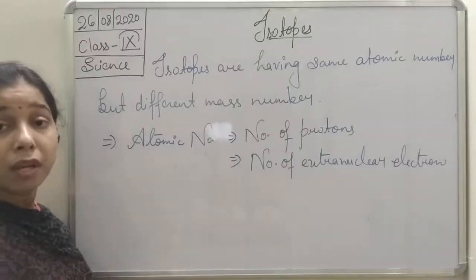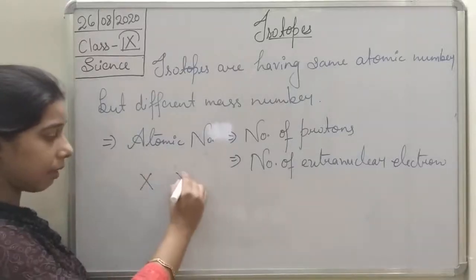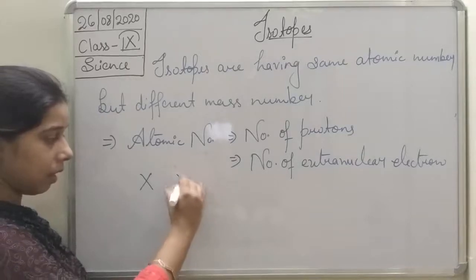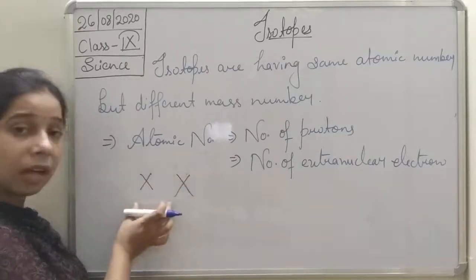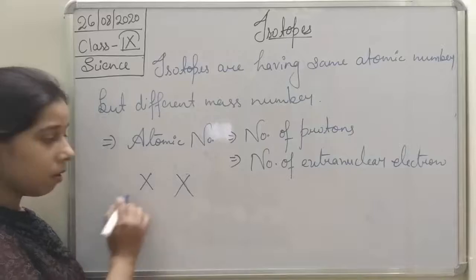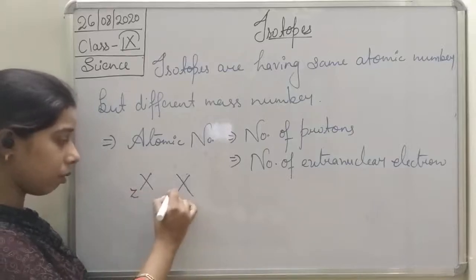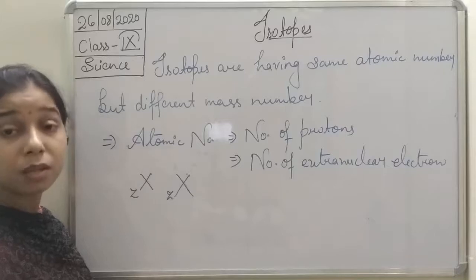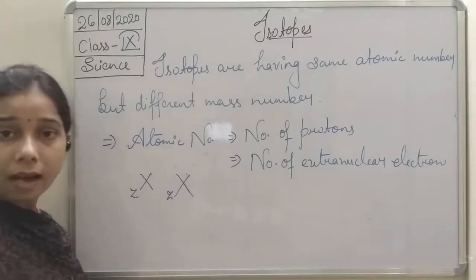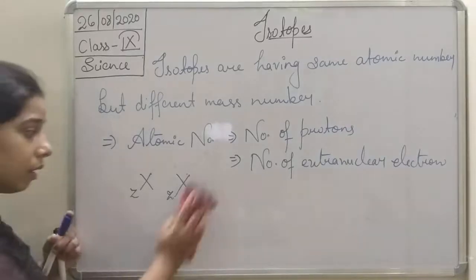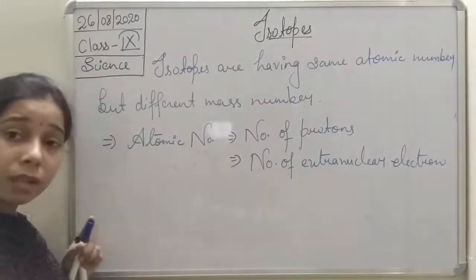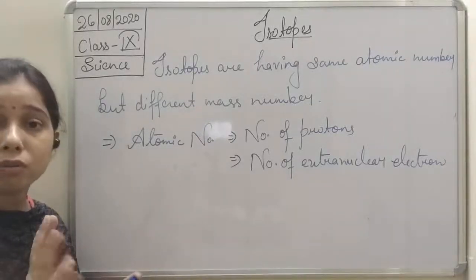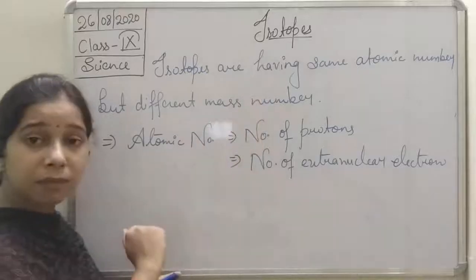So if two elements, X and Y, both have the same atomic number, if the atomic number is Z here, it is Z here also. It means the number of protons present in both of them is equal, as well as the number of electrons is equal. So what is the thing which varies? Just the mass number varies.